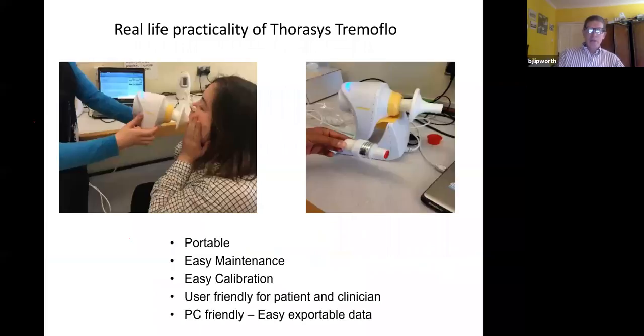Now, when you're using the tremor flow device, this is what it looks like. You can see it's very portable. You can move it from room to room. It's hooked up to any laptop. And it's very easy to maintain. It's very easy to calibrate. You don't need one of these huge 3-liter precision syringes. That's all you need to calibrate it. It's very user friendly for the patient and for the clinician. And crucially, the data is very easy to export from the laptop. And that's why we've adopted this machine. We looked at all of the airway oscillometry machines, and in the end, we plumbed for this one.